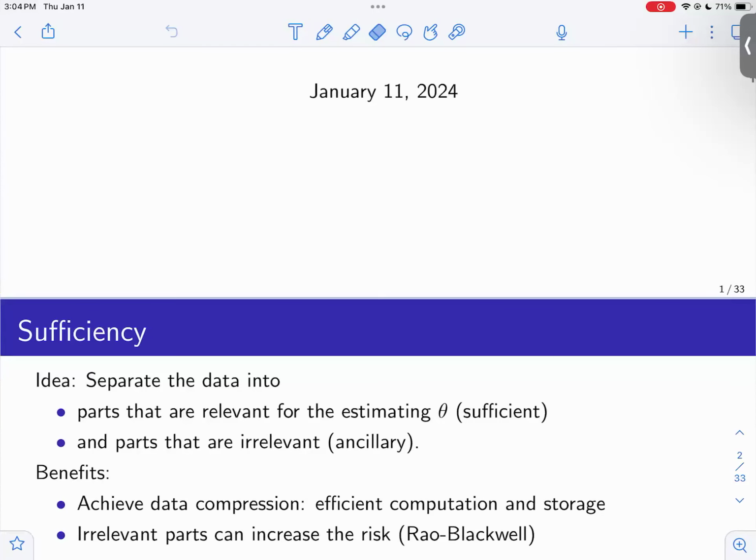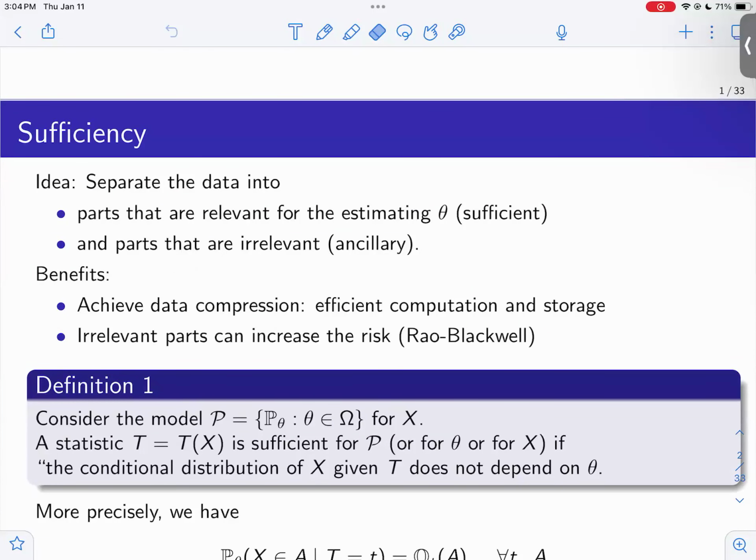So let's move on to the next topic. We talked about decision theory. Let's switch to a slightly different topic, and then we'll come back to what I mentioned, the UMVU. So we're going to talk about sufficiency for a while. This is an interesting classical idea in statistics. We still have the same setup of decision theory. We have a parametric family of distributions, a probability model for our experiment. The sufficiency idea is that we can separate the data into parts that are relevant for estimating the parameter and the parts that are irrelevant, and we throw out the irrelevant part. The relevant parts are called sufficient, the irrelevant part sometimes called ancillary.